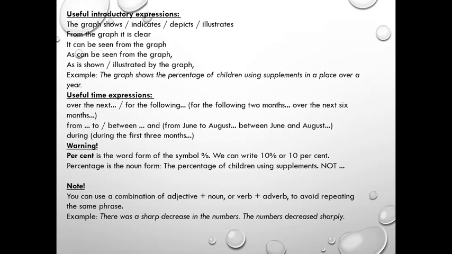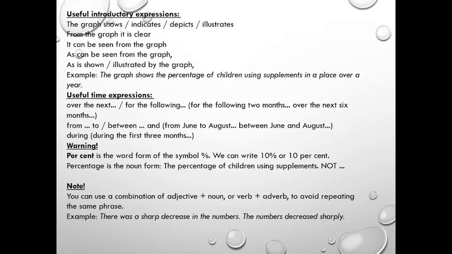The graph shows the percentage of children using supplements in a place over a year. Also, I prepared for you useful time expressions: over the next, for the following months, from to, between and. For example, from June to August, between June and August. Warning: percent is a word, not a symbol like %. We can write 10% or we can write this figure with words, like ten percent. Percentage is a noun form: the percentage of children using supplements.